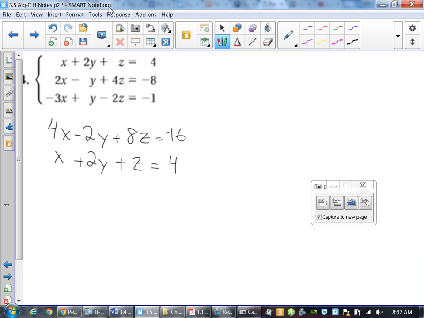Mine didn't work. So I thought that I did it. A lot of times, it's just as simple as forgetting to write a negative. I mean, it's sometimes something like that. So here I get 5x, 9z is negative 12.